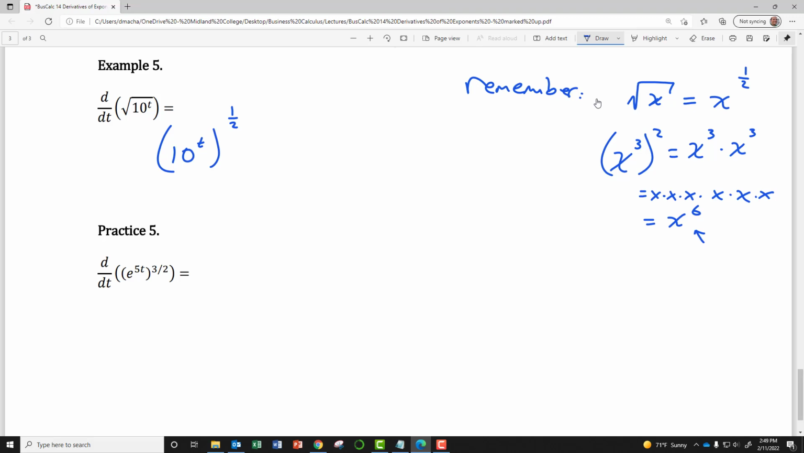How does that apply to my situation over here in example 5? Well, that means I'm taking two consecutive exponents like that. Let me just multiply them. So I have 10 to the power 1/2 t, right? I've now multiplied the 1/2 and the t instead of taking 10 to the power t to the power 1/2.